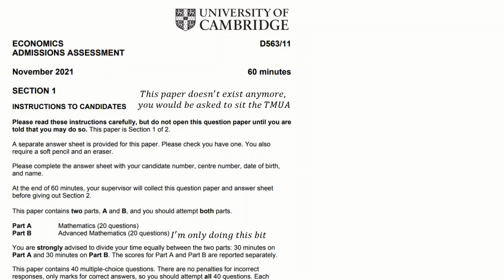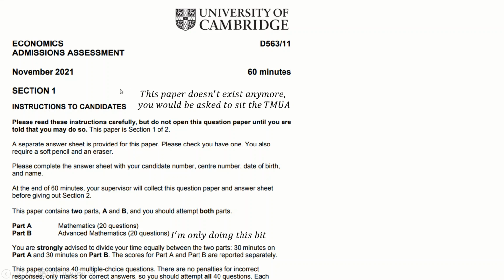This is the economics admissions assessment from November 2021. A few things to say before I start this. Firstly, this paper has been discontinued. This is the last paper that they'll publish. If you're asked to sit this paper, or if you were in a position where you would have been asked to sit this, you'll be asked to sit the Tamura instead from 2022 onwards.